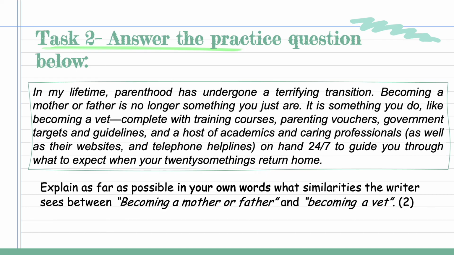What I'm going to do now is underline some of the words that I identified while I was reading along that I know that I could perhaps paraphrase well. So I've identified training courses, parenting vouchers, and government targets and guidelines. I've also identified caring professionals, their websites, and the fact that they're on hand 24/7 to guide me. I know there's others in there. You might have identified something else, so absolutely well done for that. But those are the easiest ones to me. So I'm going to do the answers now.